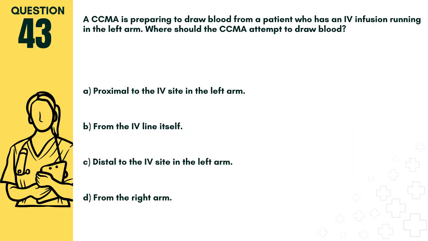Question 43. A CCMA is preparing to draw blood from a patient who has an IV infusion running in the left arm. Where should the CCMA attempt to draw blood? A. Proximal to the IV site in the left arm. B. From the IV line itself. C. Distal to the IV site in the left arm. D. From the right arm.